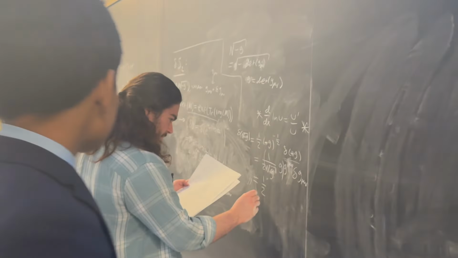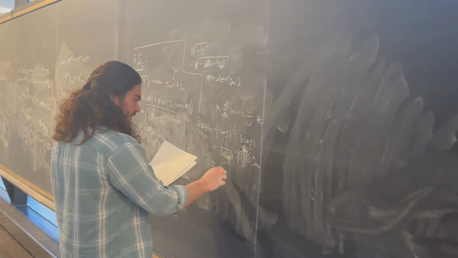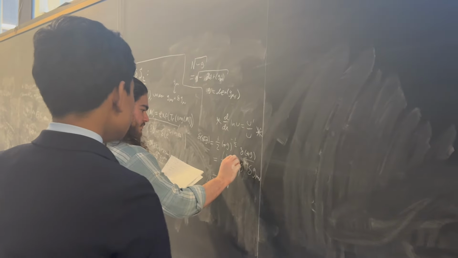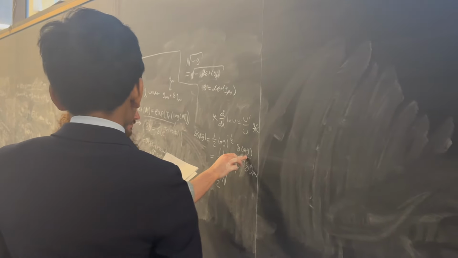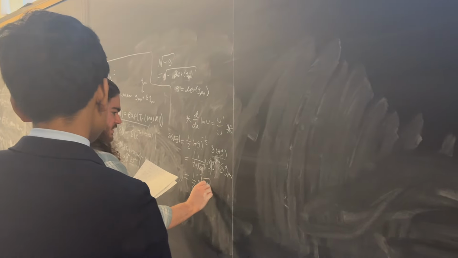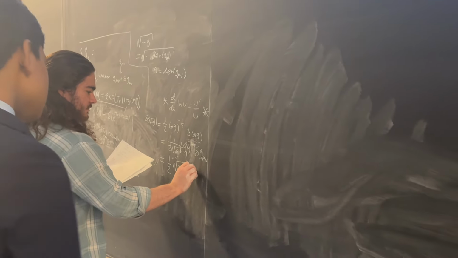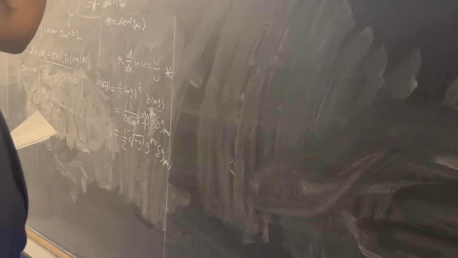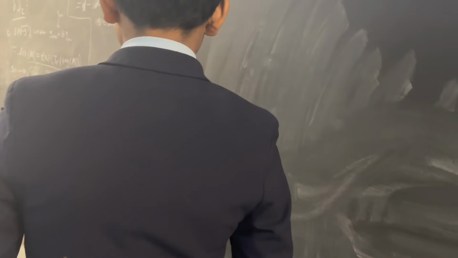So from here, 1 minus 1/2 is just 1/2, so we have this negative from here: square root of negative g, g mu nu, variation of g mu nu. So that's the second component.